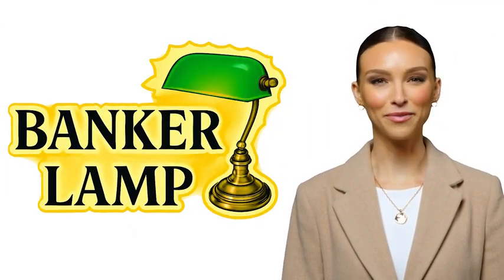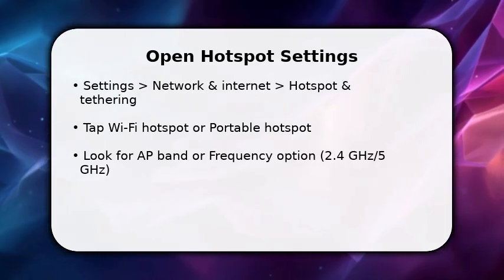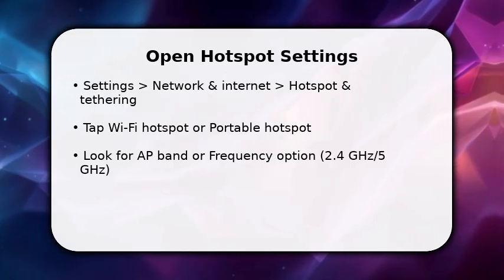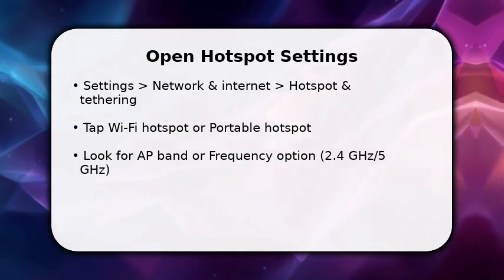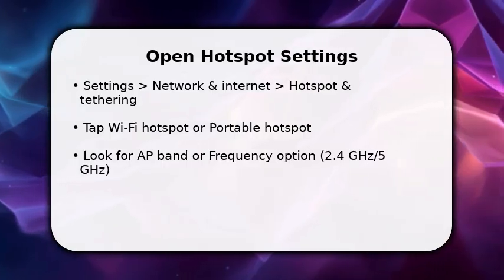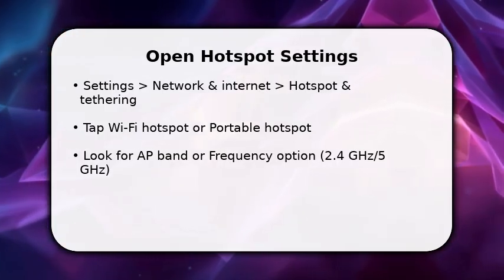Please enjoy the video. You start inside settings because Android exposes the hotspot band there. First, open Network and Internet and tap Hotspot and Tethering. Once done, select Wi-Fi hotspot or portable hotspot. That opens the hotspot configuration screen where Android stores the AP band control.